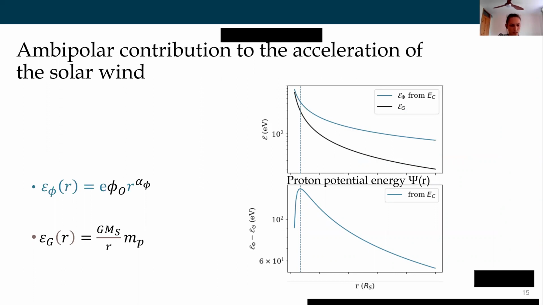If we now subtract these two curves, we obtain the total proton potential energy, which has this typical shape like in exospheric models. There's a peak at some radial distance, which is called Rmax. Basically, it means that all the protons which reach this radial distance will be able to escape, because from this point on, the force on protons is positive and they just get accelerated in the anti-sunward direction.